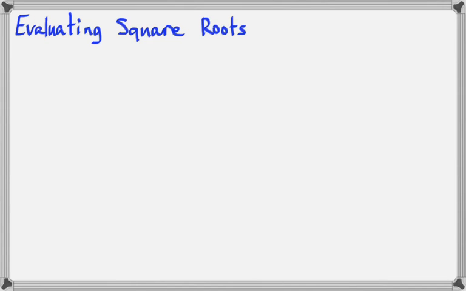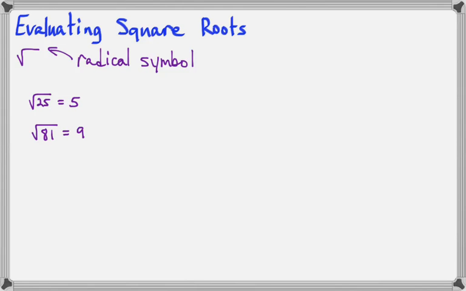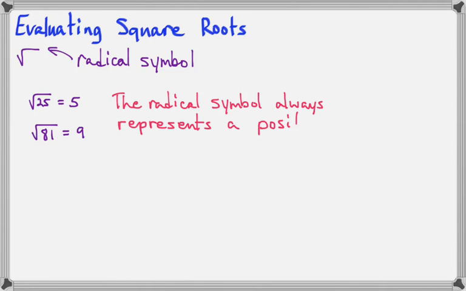In this lesson we're going to look at how to evaluate square roots. Let's start off with the radical symbol, and we know that the square root of 25 is 5, the square root of 81 is 9. So every time you see the radical symbol you are trying to figure out what number this is the second power of, or what is this the square of, what root did it come from. And the radical symbol always represents a positive answer, a positive number.